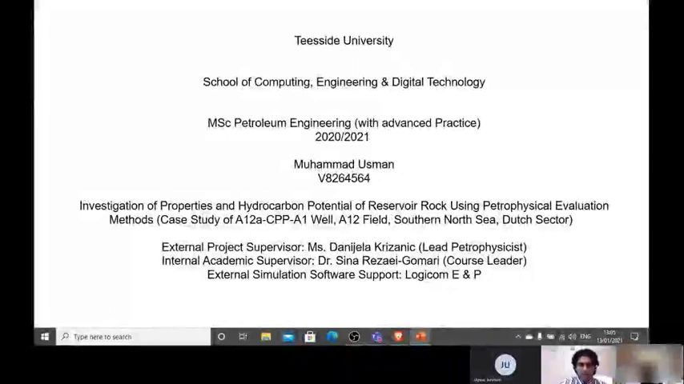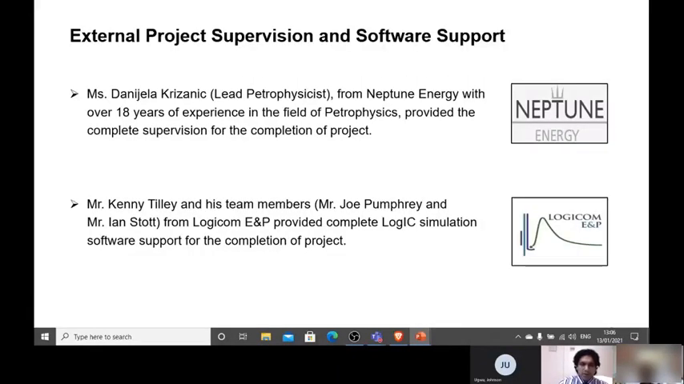The topic of my project presentation is investigation of properties and hydrocarbon potential of reservoir rock using petrophysical evaluation method. This is basically a case study of horizontal well in southern North Sea. The project was supervised by a lead petrophysicist, Ms. Daniela Krasanik, whereas simulation software support was provided by Logicom ENP.